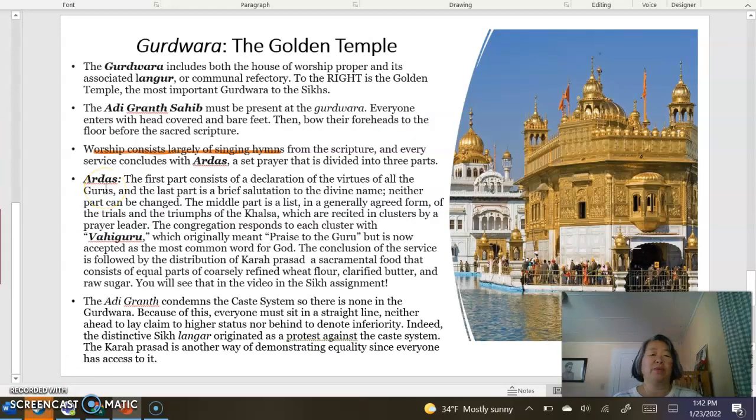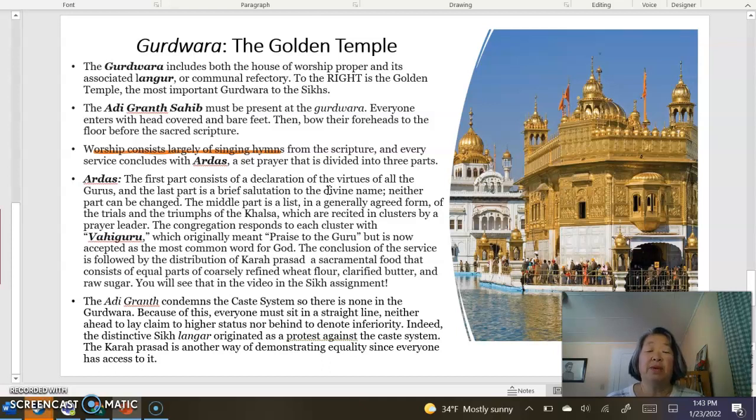Okay, where do they worship? It's called the Gurdwara. The Golden Temple obviously is the most important one that you have over here. This is not only the house of worship, but also its langar, or communal refectory. So part of many holidays, rites, and rituals is the sharing of a meal too. Just like every religion has a communal sharing of a meal, we have communion in Christianity. Judaism has the Passover Seder. There's always a central idea of sitting down and sharing. That's a very community-oriented activity.